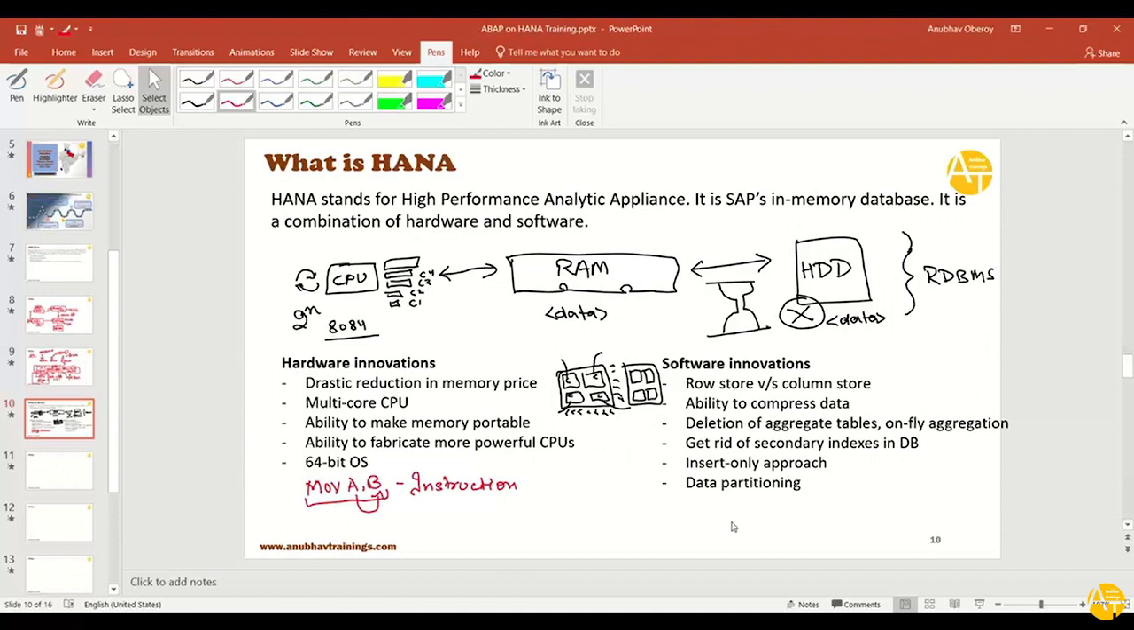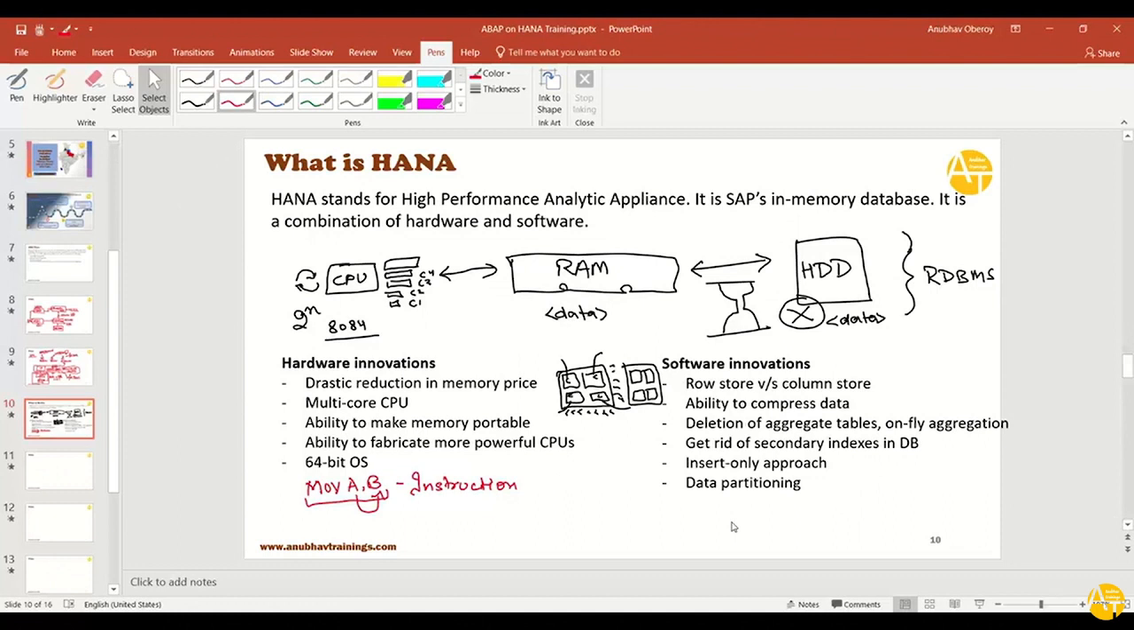So to deep dive into these software innovations, let me explain how SAP HANA works internally. Once again, I would like to repeat that it does not matter for you as a developer how the database is working internally. This is all the internal functionality of the database, or HANA.